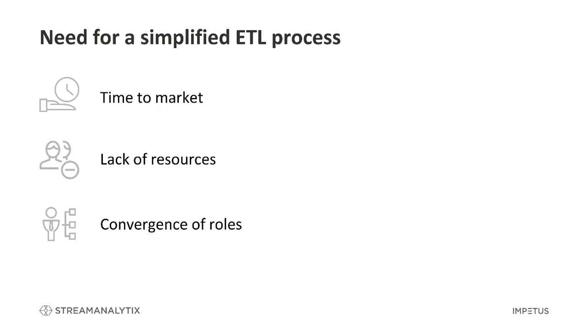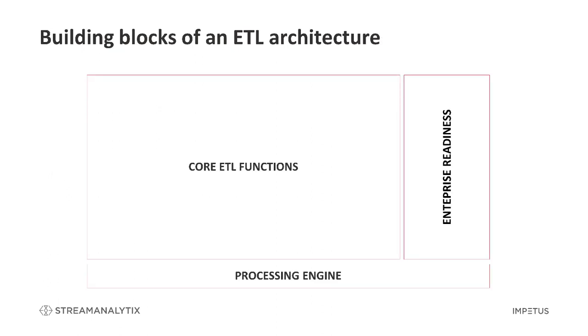Now I will talk about the major building blocks of an ETL architecture. The major building blocks of an ETL architecture consist of core ETL functions, a processing engine, and an enterprise readiness block. In brief, core ETL functions are the operations which provide connectors as sources and sinks. Also, it is equipped with functions which act as transformations for converting your raw data to the desired format.